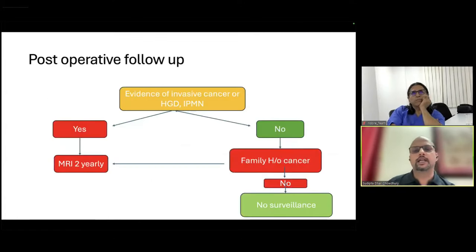So once a patient undergoes operation, how do we follow up this patient? Now, if the operation shows evidence of invasive cancer or high-grade dysplasia or IPMN, then we need an MRI at 2 yearly intervals. If there is no such feature, we look for a family history of cancer. If there's a family history of cancer, we need MRI at 2 yearly intervals. However, if there's no family history of cancer, then the patient does not require any further surveillance.